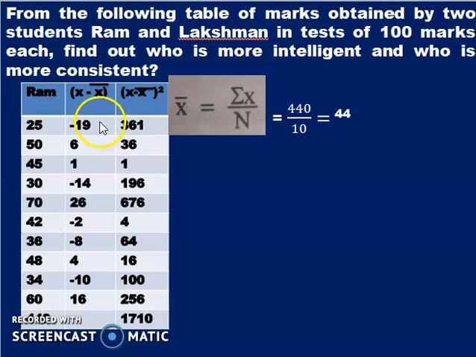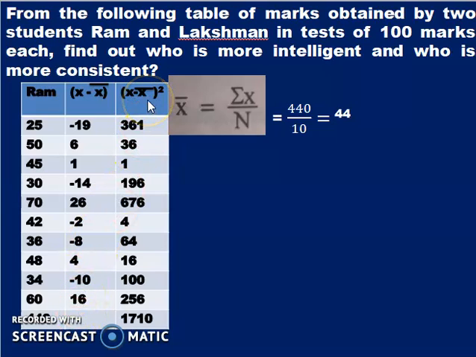Next you have to subtract each x value from x bar. Then write. So 25 minus 44 is minus 19. 50 minus 44 is 6. Then 45 minus 44 is 1. 30 minus 44 is minus 14. Like that it goes: 26, minus 2, minus 8, 4, minus 10 and 16.